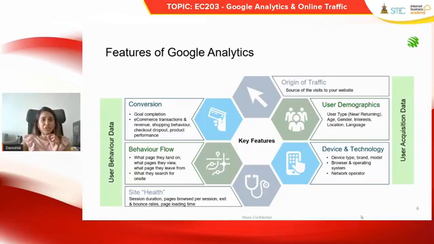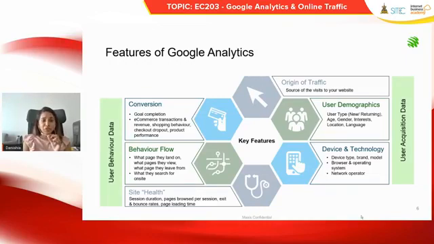So in terms of user acquisition data, the first would be origin of traffic. This tells us about the source of all the visitors that come into your website. Secondly would be user demographics. It can tell us whether these users are new or returning, what their age, gender, and interests are, where they're located, and what their browser language is set to. It can also tell you about the device and technology, like what device type are they on, what brand or model, what browser and operating system they're using, and even which network operator they are on.